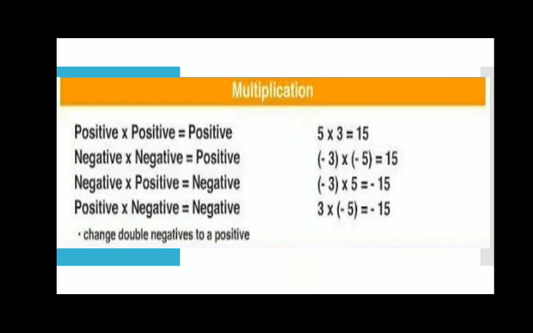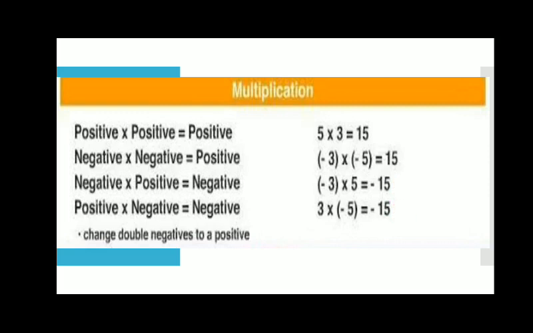In multiplication, just multiply the factors and write the product and use the sign rule of multiplication for writing the signs. 5 into 3 gives you 15. Minus 3 into minus 5 gives you 15. Minus 3 into 5 gives you minus 15. 3 into minus 5 gives you minus 15.